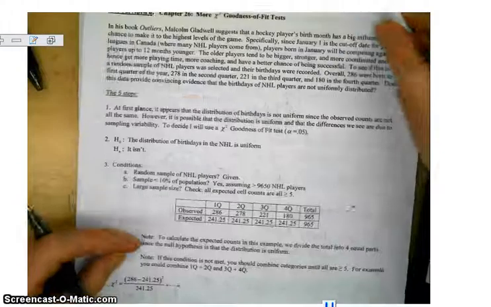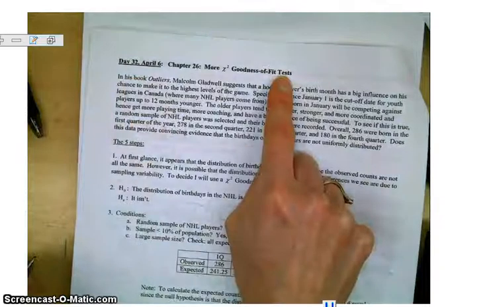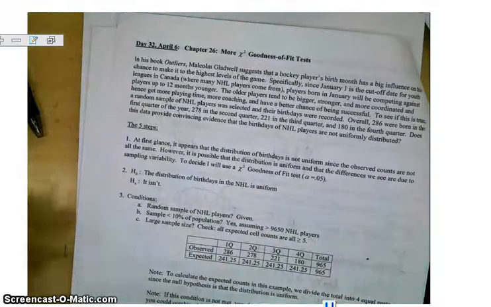So the next thing, we are going to have notes on day 32, more goodness of fit tests. So that's it.